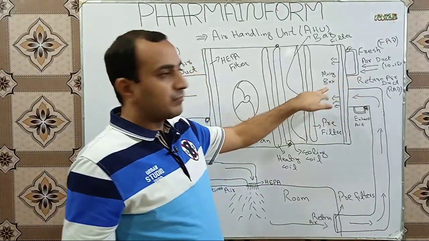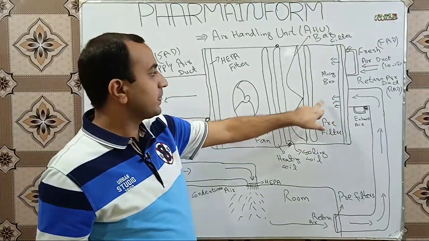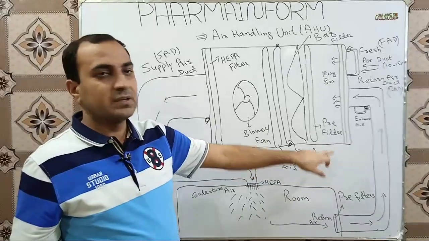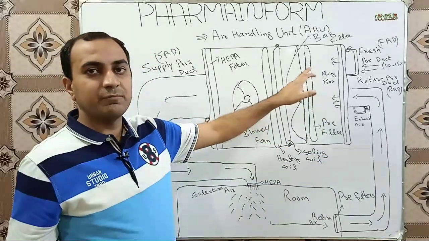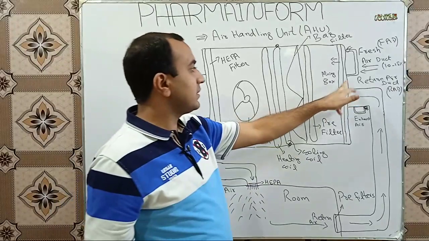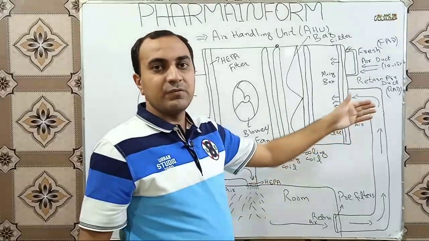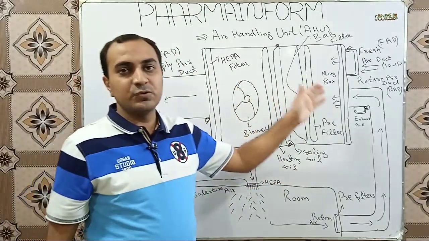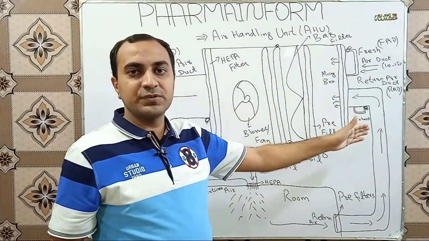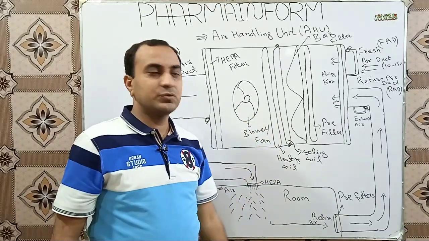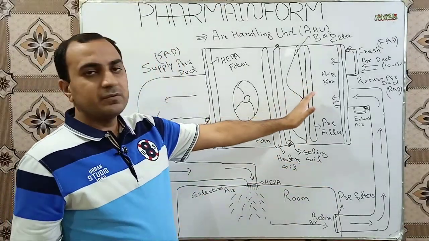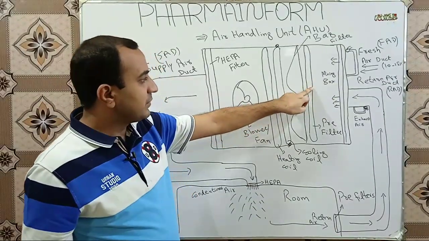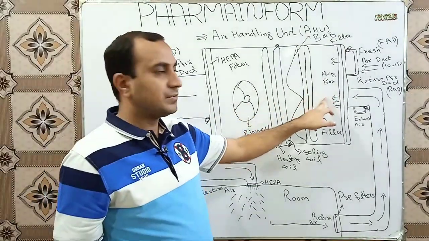After the mixing of fresh air and return air, this air passes through the filter, which is known as the pre-filter. Basically, pre-filters may be installed at the place where air enters into the HVAC, but that is in those cases where we use 100% fresh air and do not use return air. In normal cases we use pre-filters after the mixing box.